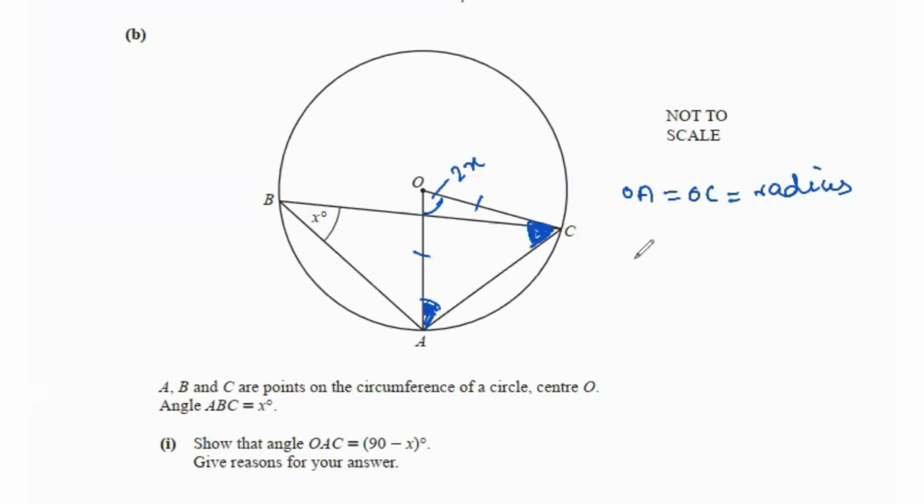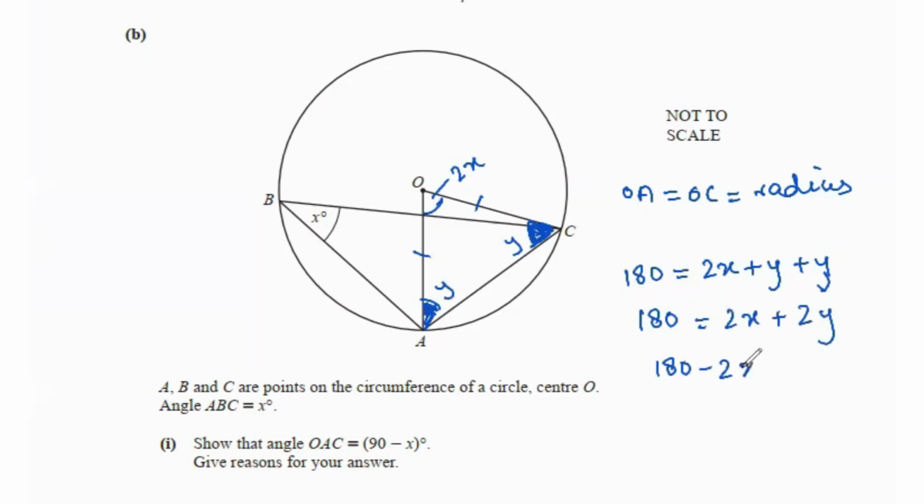Hence, we can use the sum of angles for a triangle, where 180 is going to equal 2x plus y plus y. I'm going to call these y. That's going to be 180 equals 2x plus 2y. 180 minus 2x equals 2y. 180 minus 2x divided by 2, and that is 90 minus x, as shown in the question. So OAC is 90 minus x.